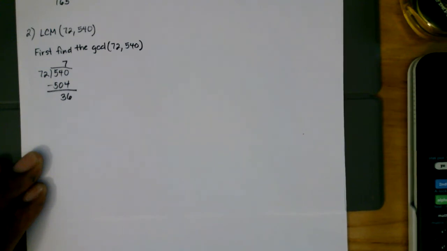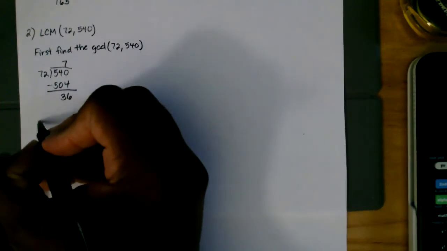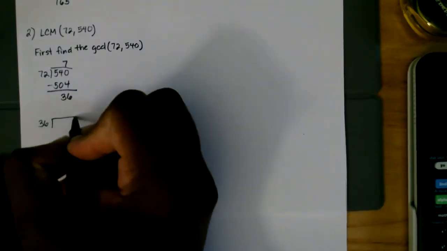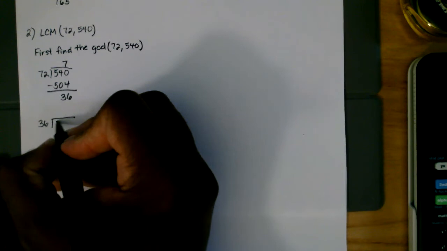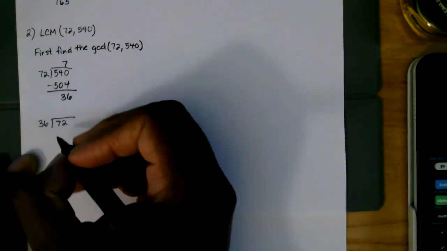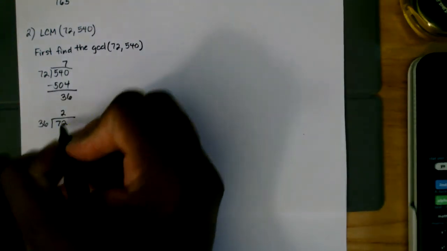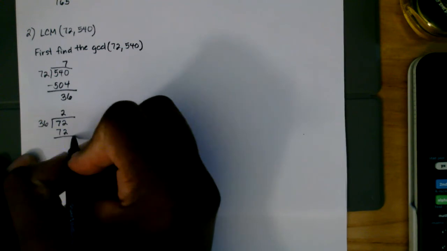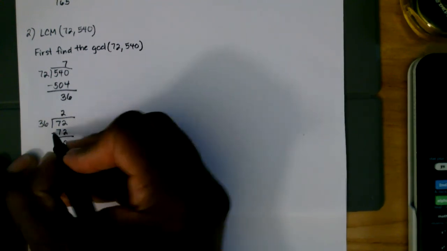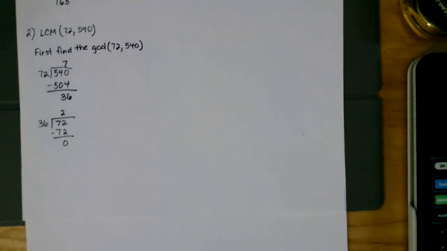And I still have a remainder. I still don't have a remainder of 0. So that means that 36 will be my new divisor. The previous divisor, 72, would go here. Okay. And now we're going to divide 36 into 72. That's going to go 2 times. And 2 times 36 is 72. Subtract 72 from 72, you're going to get a remainder of 0, which is what we wanted.